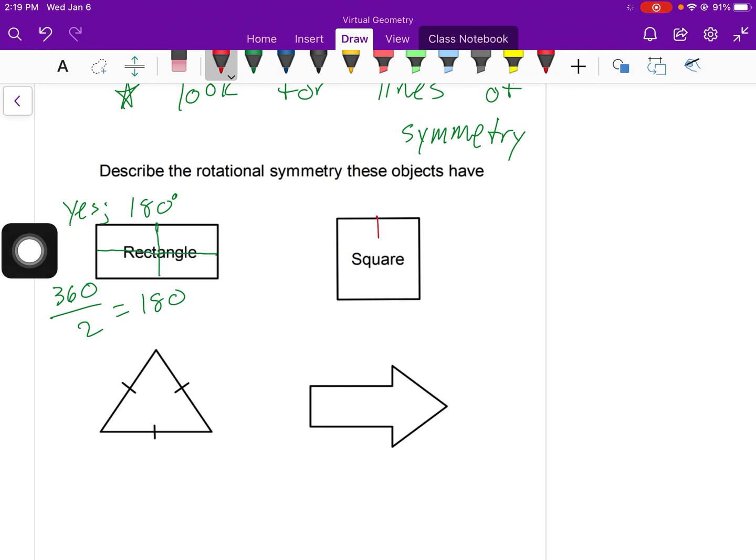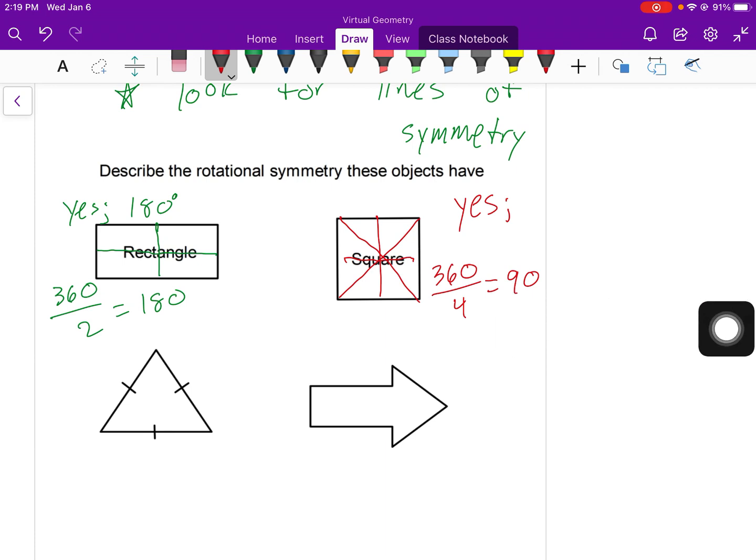For the square, we've got those same 2 lines of symmetry, but the diagonals also work. So this time we have 4 lines of symmetry. Since we have 4 lines of symmetry, we have rotational symmetry. We take 360 divided by 4, which is 90. Now this is where it's a little bit different. When it says describe the rotational symmetry, you take this number, 90, and you add 90 as many times as you can until you get to 360.